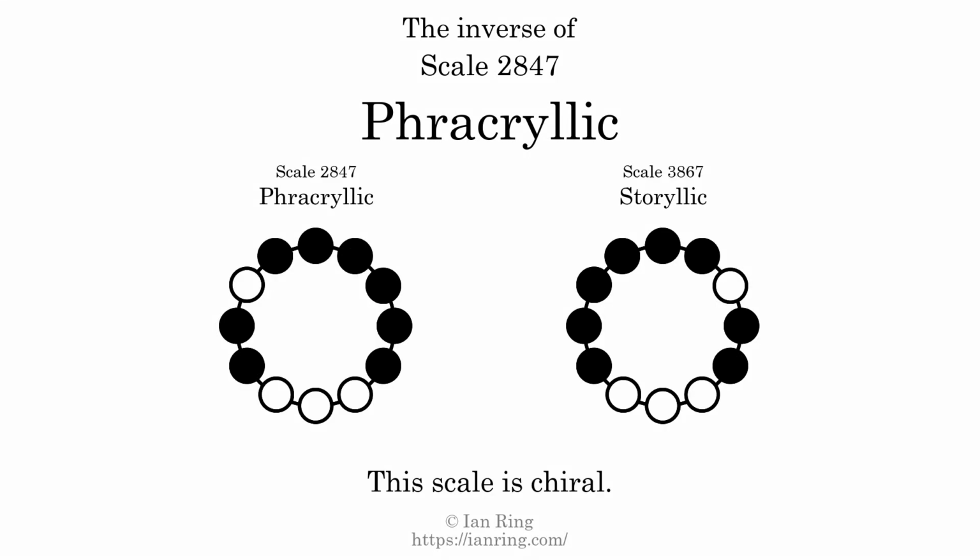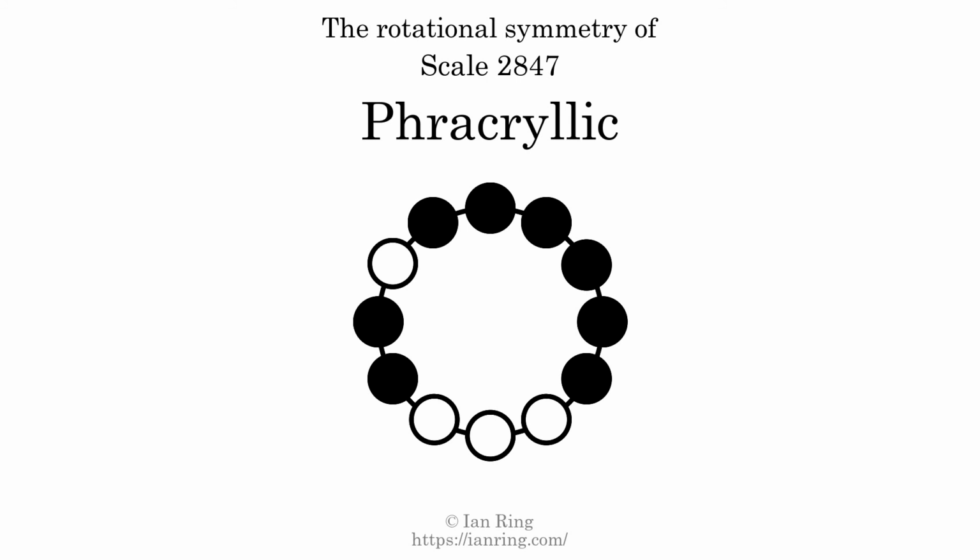The inverse of a scale is a mirror image. It is what you get when the sequence of intervals is reversed. The inverse of this scale is scale 3867, also known as Phracryllic. This scale is chiral. It cannot transform into its inverse by rotational transformation. This scale has no rotational symmetry.